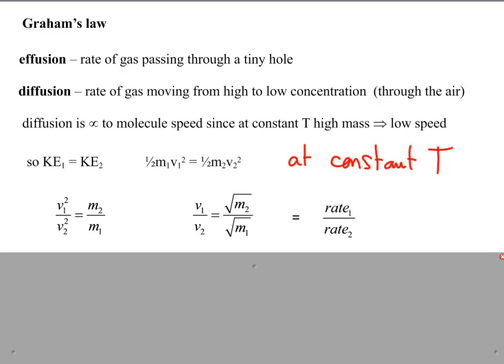What I end up with then in the middle is the ratio of their velocities is equal to the inverse of the square roots of their mass. And that is the rate of gas 1 compared to the rate of gas 2. So if I know masses, I can figure out the ratio at which they will diffuse compared to each other.